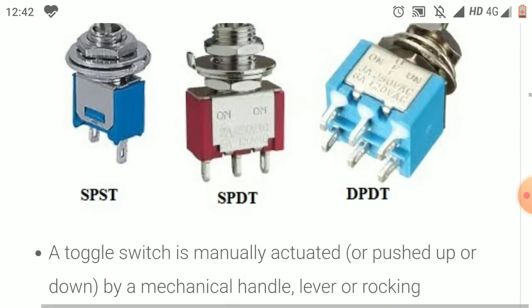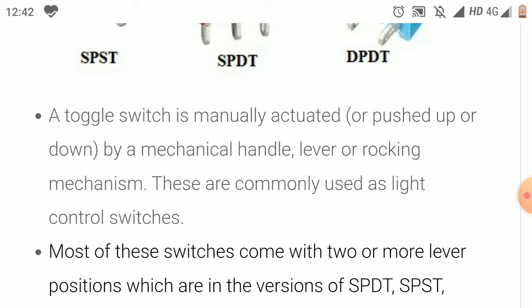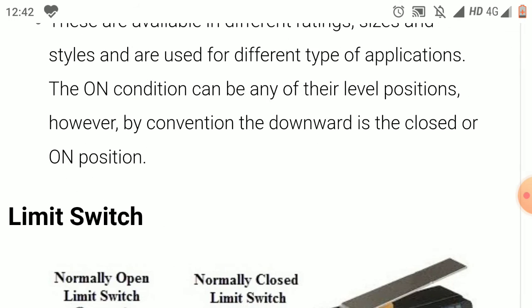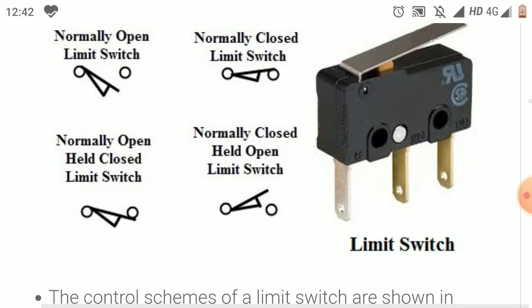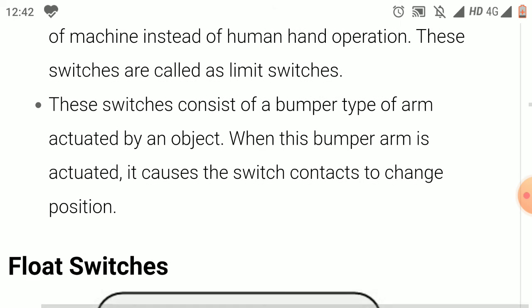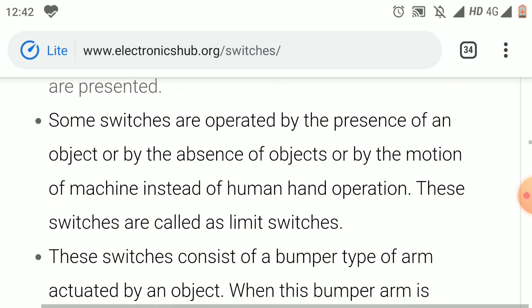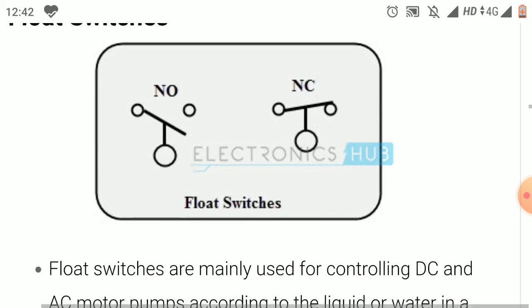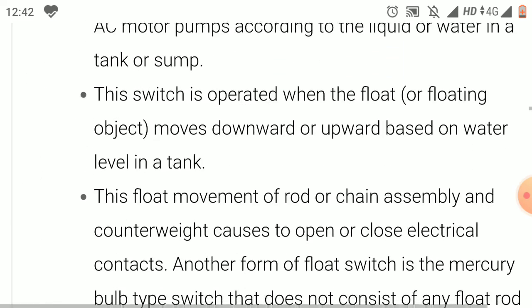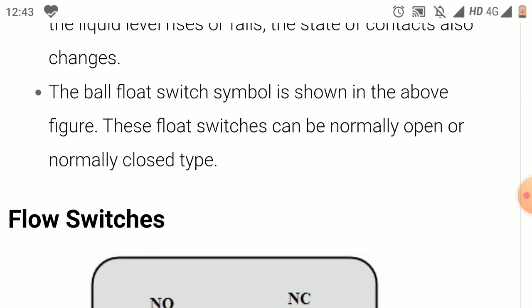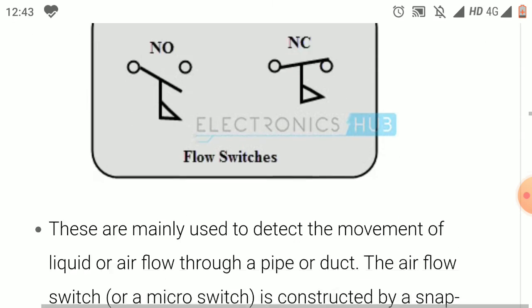Next, toggle switches. Toggle switches are actuated by a mechanical handle. If the operator operates that mechanical handle, it may be turned on. Next, limit switches. Limit switches are used for controlling many electrical circuits in which, when the arm is actuated, the switch will turn on. Then float switches, these are used to indicate the liquid level in a water tank, or we can say oil tanks.